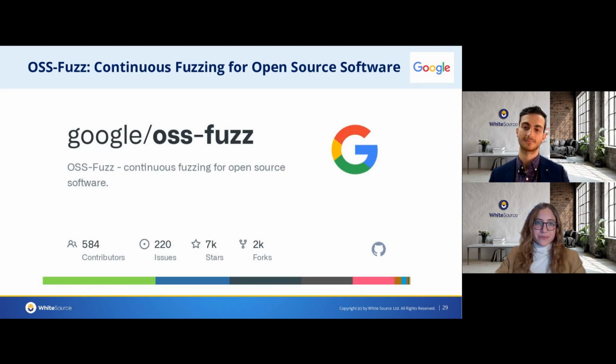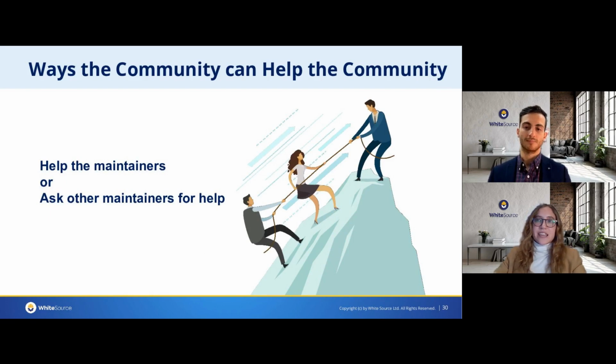The next slide is help the maintainers or ask other maintainers for help. If you are a CNA or if you have already integrated security culture within your organization, you can offer your help to other maintainers. What do you get out of this? The same reasons we counted before. Establish your status as a CNA that helps the community and mutual guarantee in the open source security community.